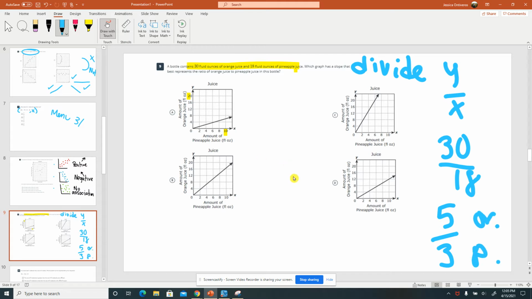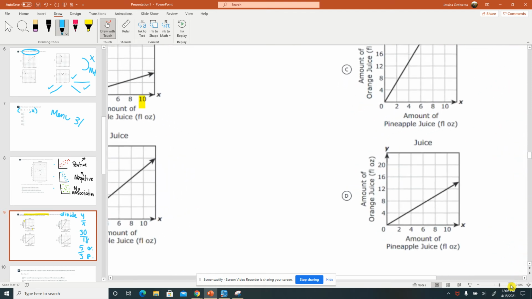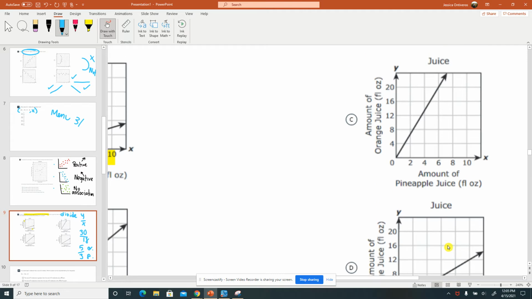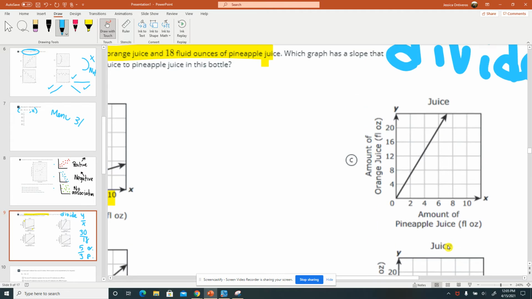So how do you do that? Well, you're like, there's no 3, ma'am. There's no 5. Well, you more or less estimate. The 5 should be above the 4. For example, here, let me just maximize this. For example, on letter D, the 5 should be more or less, let me do letter C. The 5 should be above the 4 and the 3 between the 2 and the 4.